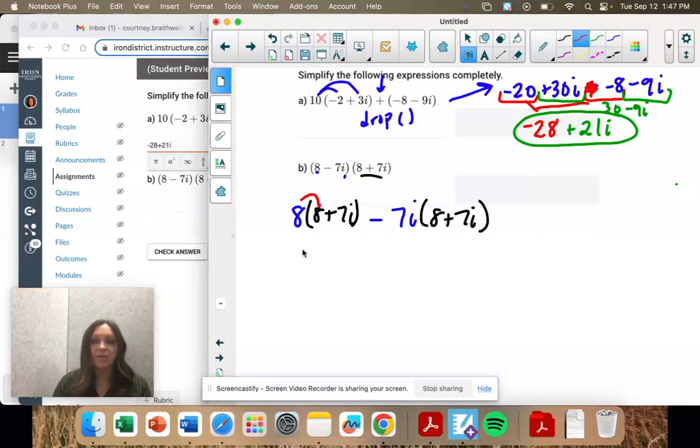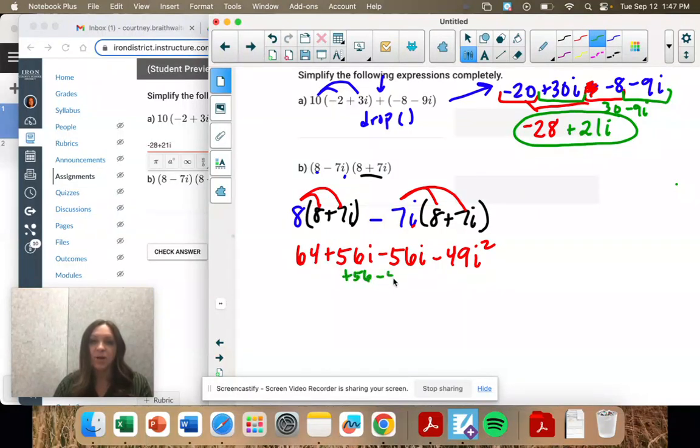So 8 times 8 is 64. 8 times 7 is 56, but we have an i. Negative 7 times 8 is negative 56, but we have an i. Negative 7 times positive 7 is negative 49, but I have i squared. So remember I said our i's were going to go away because we have positive 56 minus 56. That gives us 0i, and 0i is just 0. So all of that's gone.